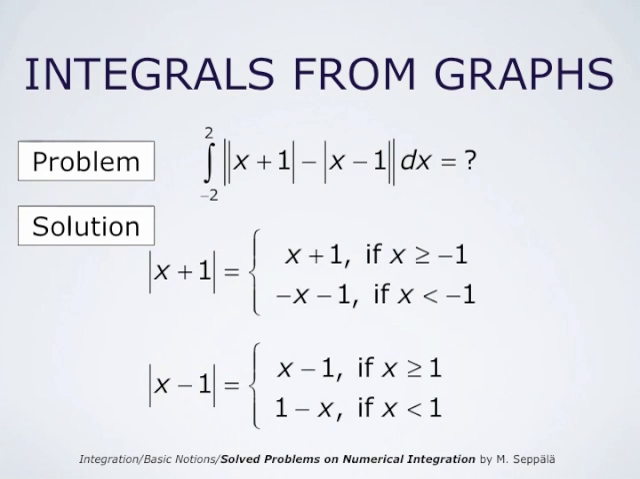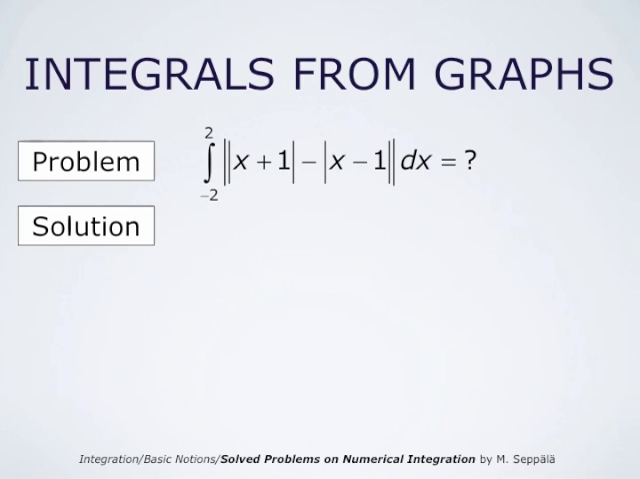Likewise, the absolute value of x minus 1 is x minus 1 if x is greater than or equal to 1, because then x minus 1 is non-negative. If x is less than 1, x minus 1 is negative, and the absolute value of x minus 1 is minus of the quantity x minus 1, that is 1 minus x.